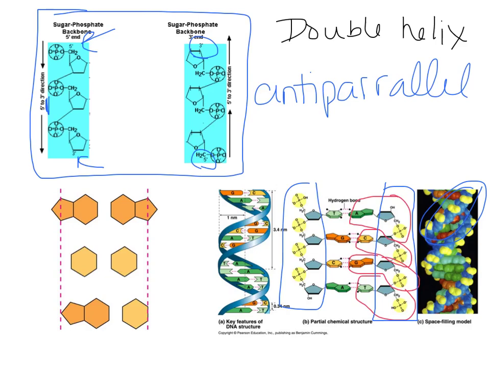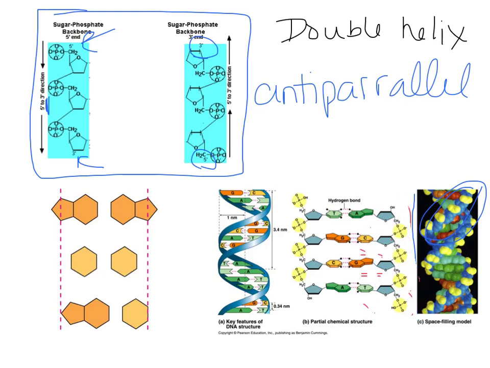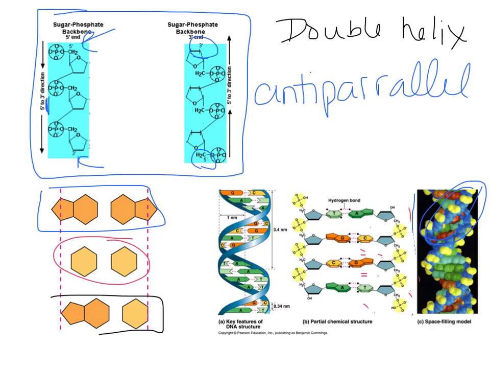Remember our nitrogen base pairing rules. We've got a purine and a pyrimidine that have to go together. If you look over here on the right, if you tried to put 2 purines together, they'd be too big and they wouldn't fit in the space. If you tried to put 2 pyrimidines together, they'd be too far apart. They wouldn't be able to bond. So it had to be a purine and a pyrimidine.